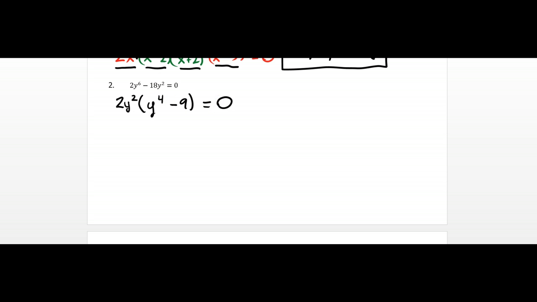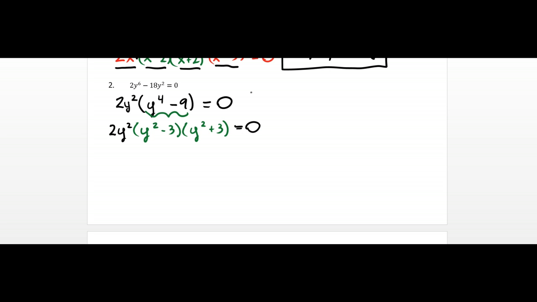Y to the fourth minus 9 is a binomial, so I'm going to check that for my three possibilities: differences of squares, differences of cubes, or sums of cubes. This is in fact a difference of squares. This factors into y squared minus 3 times the quantity y squared plus 3. My GCF of 2y squared, I want to remember to bring that down, and that's equal to 0.